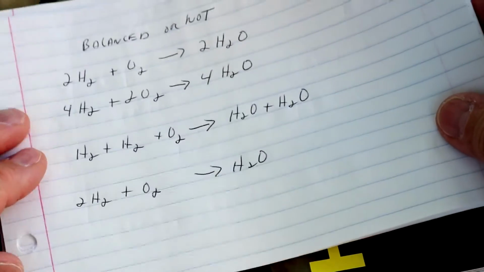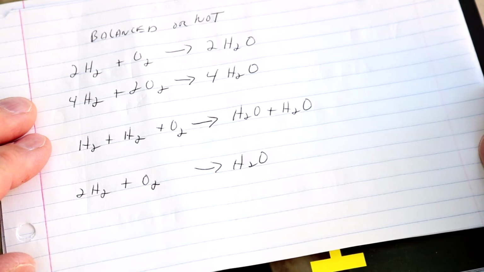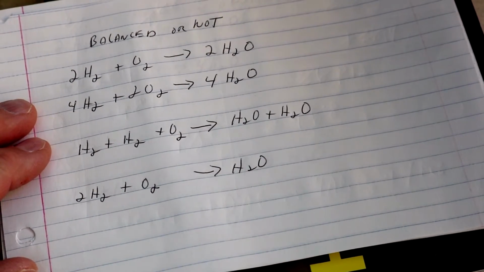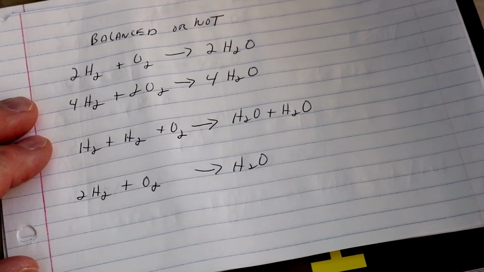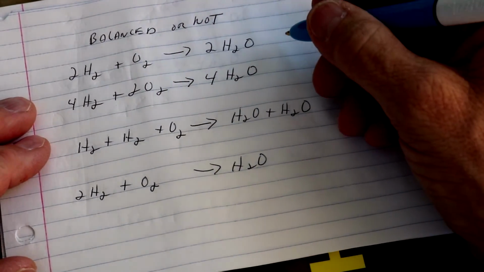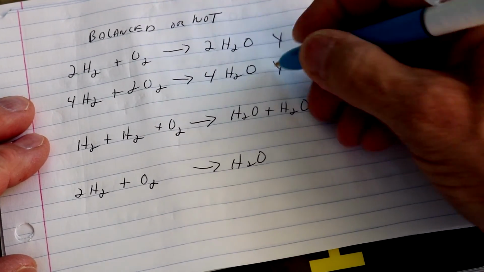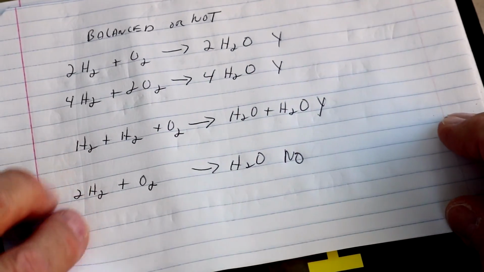Alright, let's take a look at this. Here we have a list of equations here. Tell me which ones are balanced. I'm going to pause this for a minute and see if you could tell me which ones are balanced. Start the tape back up when you're ready. So yes, this is balanced, this is balanced, this is balanced, this last one is not balanced, however.